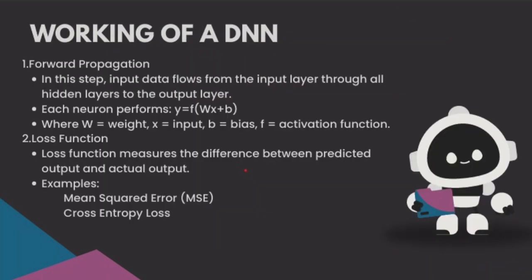Up next is the working of a DNN. This involves forward propagation, a loss function, backward propagation, and optimization algorithms. In forward propagation, input data flows from the input layer through all hidden layers to the output layer, and at each neuron, the computation y equals f of wx plus b is performed to transform the data step by step. Once a prediction is obtained at the output layer, a loss function is used to measure the difference between the predicted output and the actual output, with common loss functions being mean squared error and cross entropy.